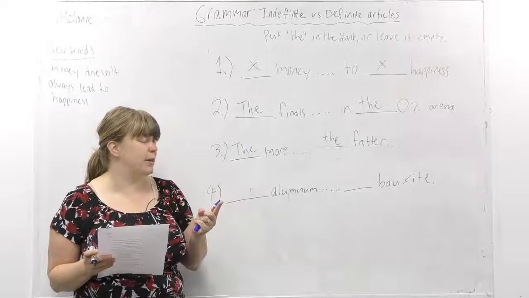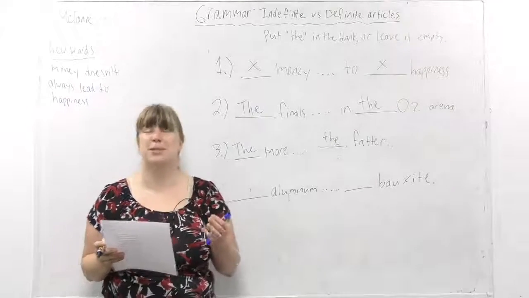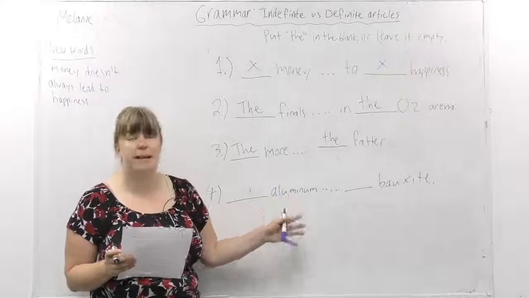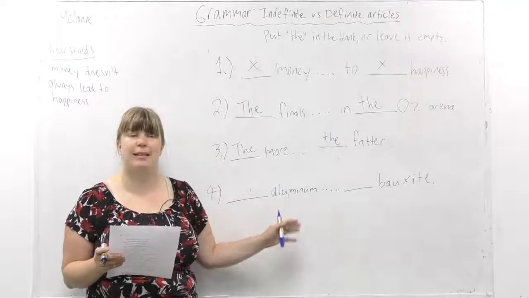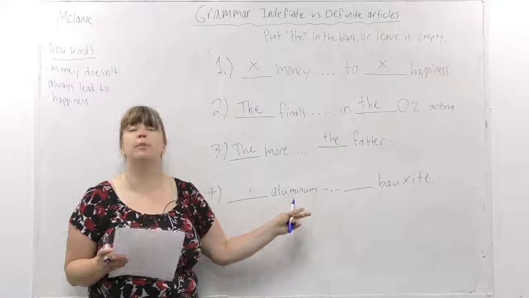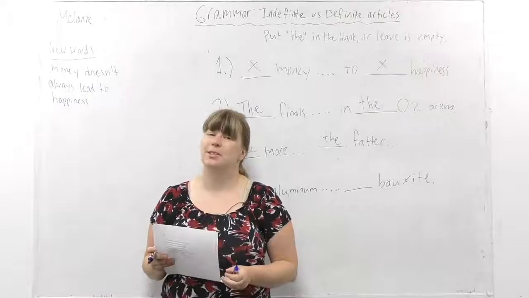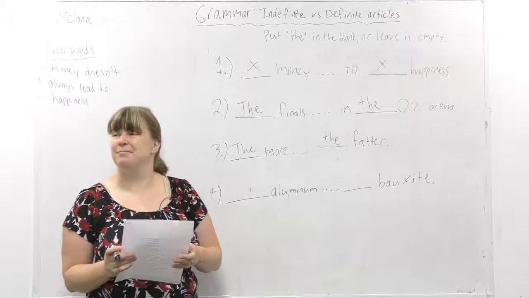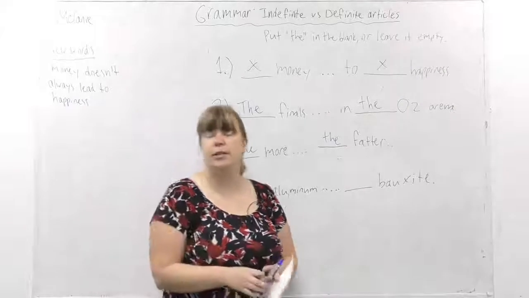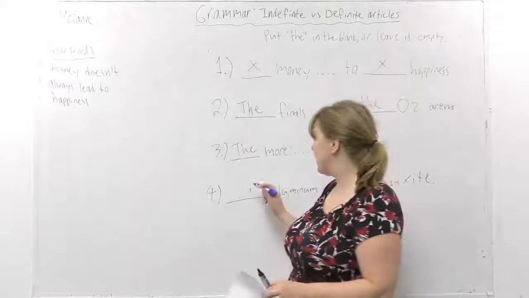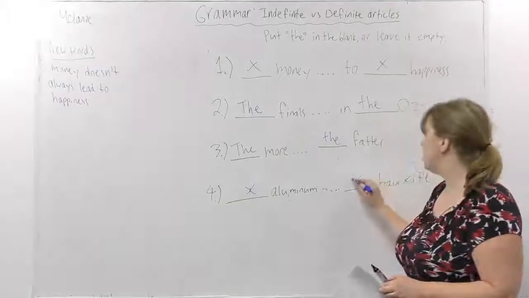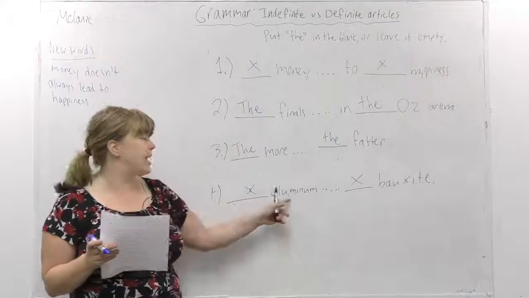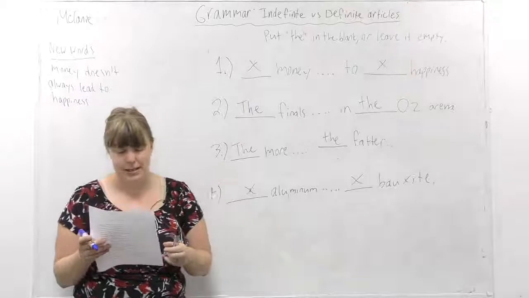Do we say one aluminum, two aluminums, three aluminums? No, not quite. Aluminum is like a type of steel or metal, by the way. Some water bottles are made of aluminum. So what do you guys think? Article or no article? And somebody has responded, no article. That is correct. Very good. Thank you. No article. Aluminum is made from bauxite. Why? Because they are uncountable nouns. Okay.